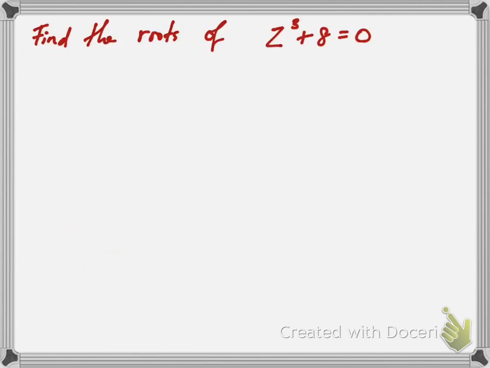Alright, let's find the roots of z cubed plus 8 equals 0. So if you just rearrange, you get z cubed equals negative 8. And so if you want to find the roots, the first step is to convert this to polar form. If you draw an Argand diagram, negative 8 will stand somewhere there.